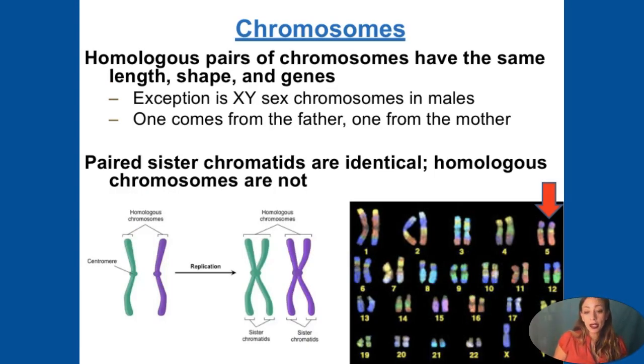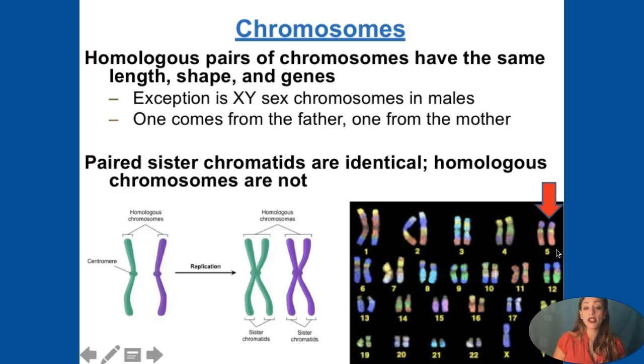So homologous pairs of chromosomes have the same length, shape, and genes located on them, except for the X and Y. So what does that mean, homologous pairs? I'll just use this one for example. This chromosome 5 came from mom, let's say. This chromosome 5 came from dad. They're going to have, as you guys can see, the same length, okay?